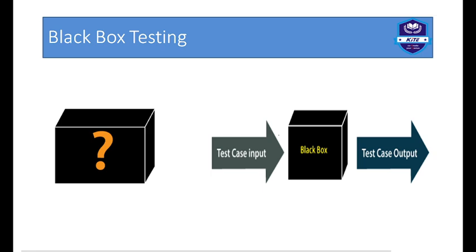Next, black box testing, the second type. In black box testing, the tester doesn't know anything about the internal functionality of the software. He just gives the input and gets the output. Whenever the functionality of the software does not meet the customer's requirement, the tester reports it to the developer. That is black box testing. It is named black box testing because the tester just gives the input and wants to get the output, without knowing the internals.